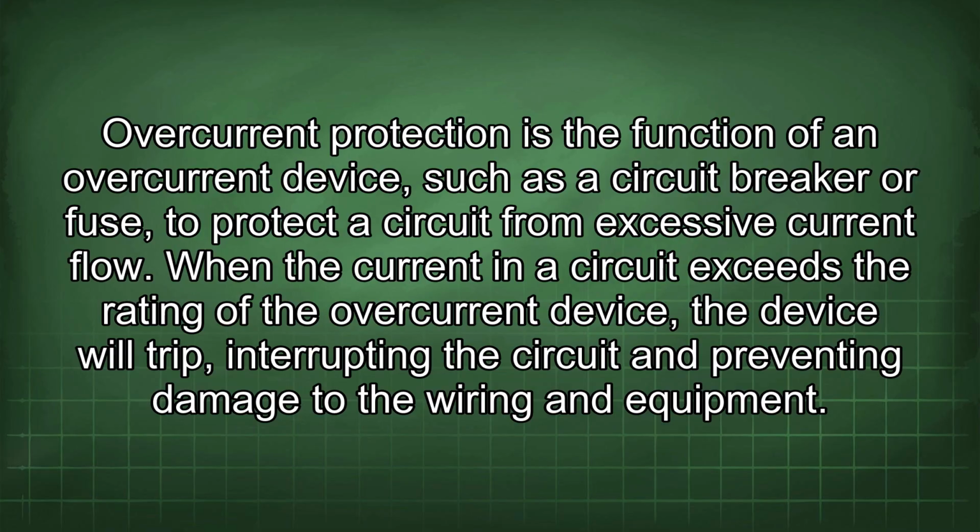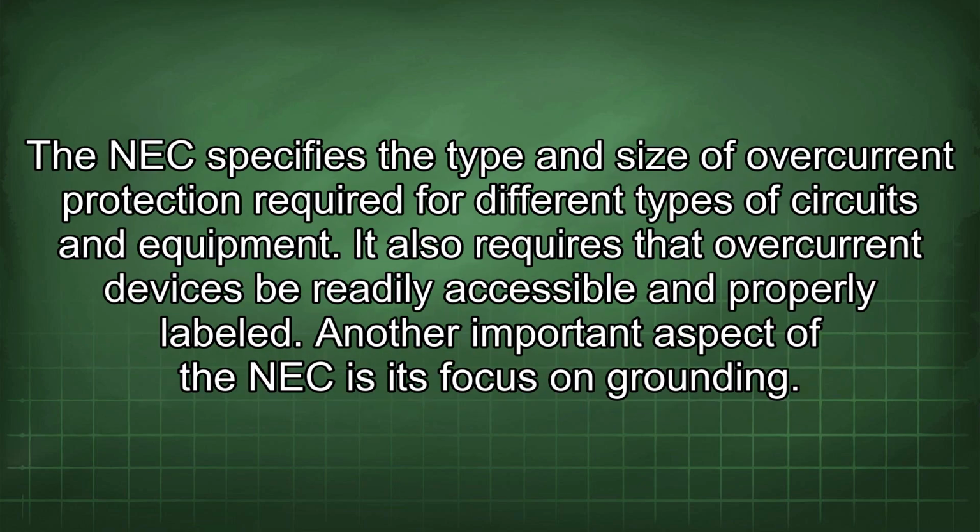When the current in a circuit exceeds the rating of the overcurrent device, the device will trip, interrupting the circuit and preventing damage to the wiring and equipment. The NEC specifies the type and size of overcurrent protection required for different types of circuits and equipment. It also requires that overcurrent devices be readily accessible and properly labeled.